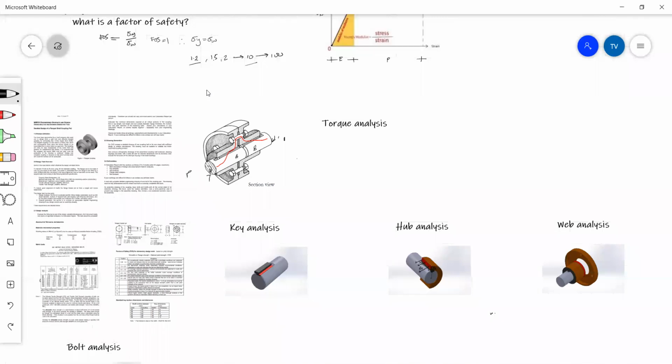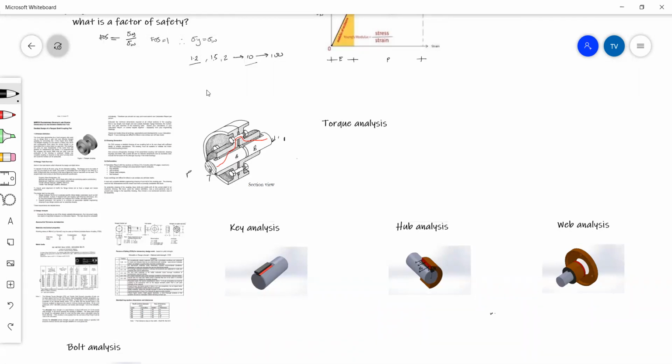Our assignment is broken down into 5 different types of analysis. We have the torque analysis, key analysis, hub analysis, web analysis, and the bolt analysis. The order of those things has to go in that order. We have to start with the torque analysis because that torque will help us find our force for each one of the different analyses that we do. Then we have to do the key, the hub, the web, and the bolt in that order.